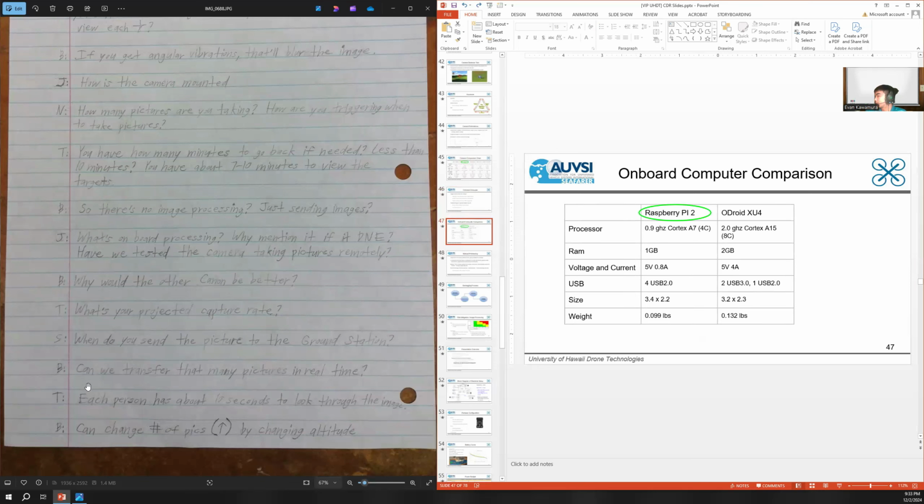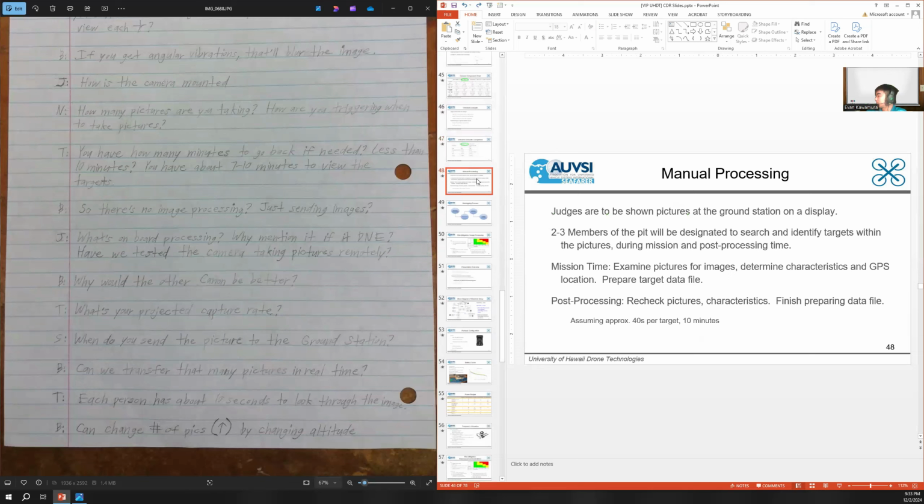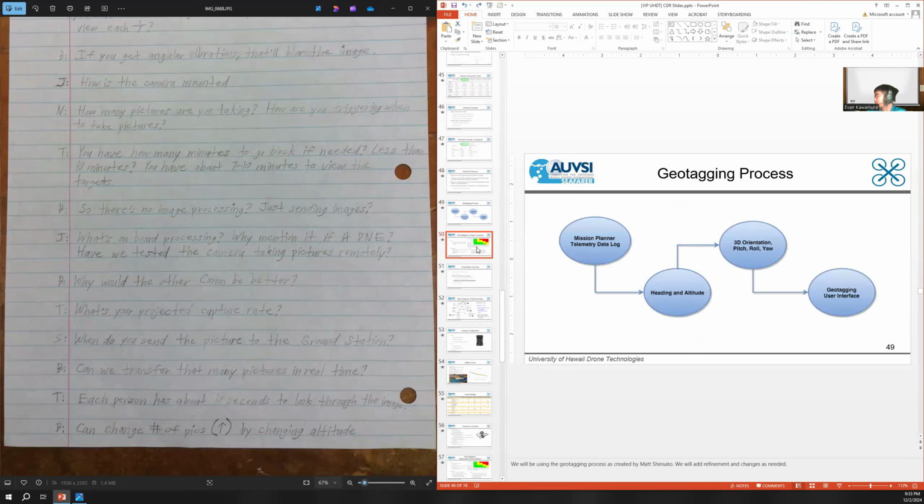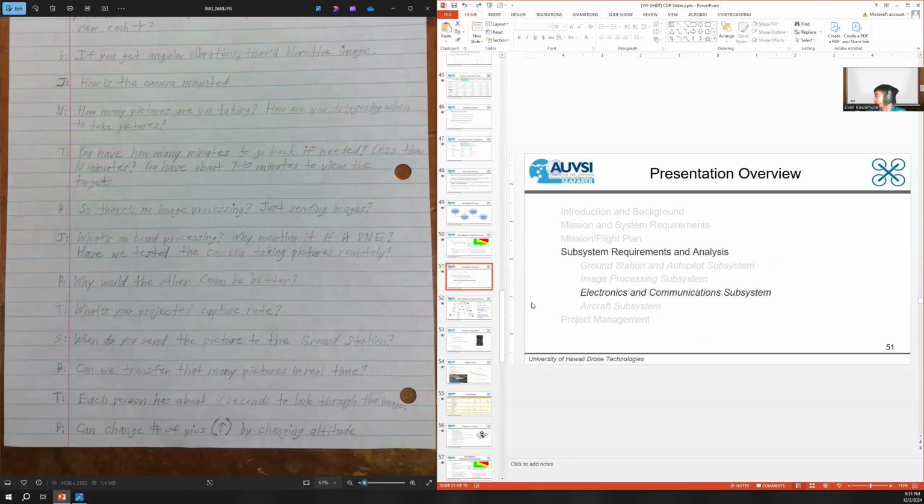Let's see what else we got. Can we transfer many pictures in real time? The answer is no. We'd have to use the data file transfer protocol method. I forget how we plan to do it. I don't think we even mentioned it anywhere here. That's why, because after that, we just get into electronics.